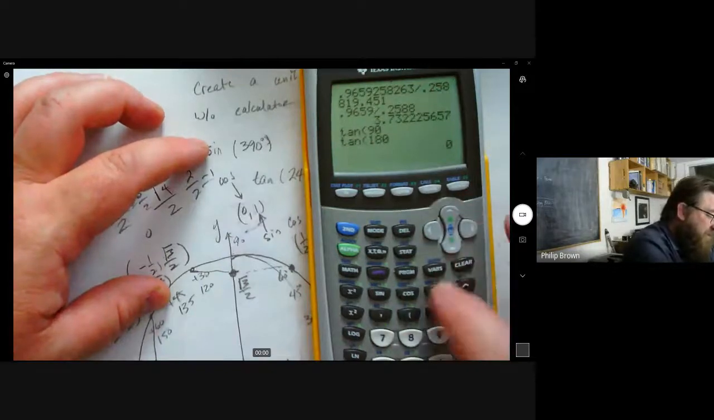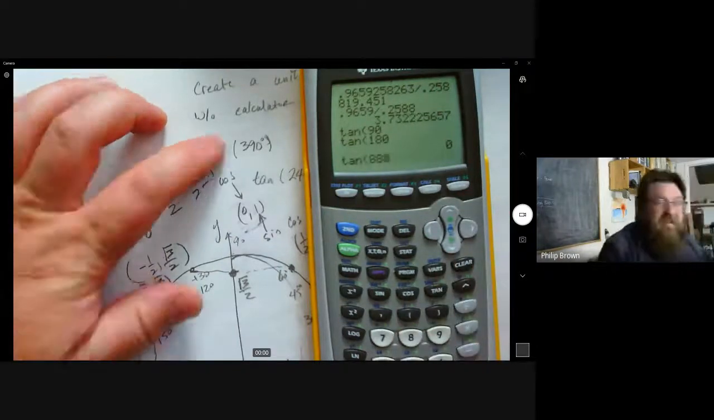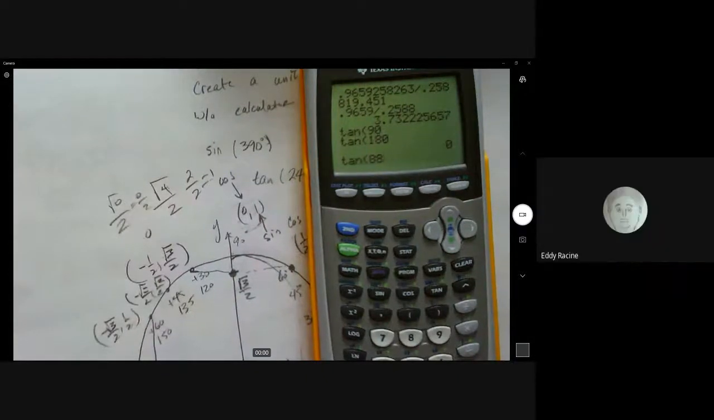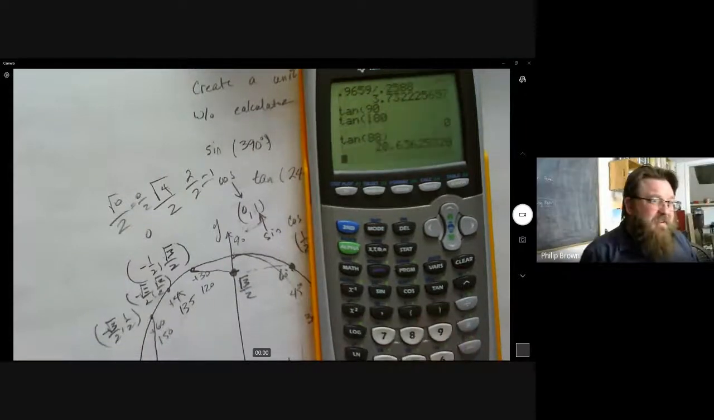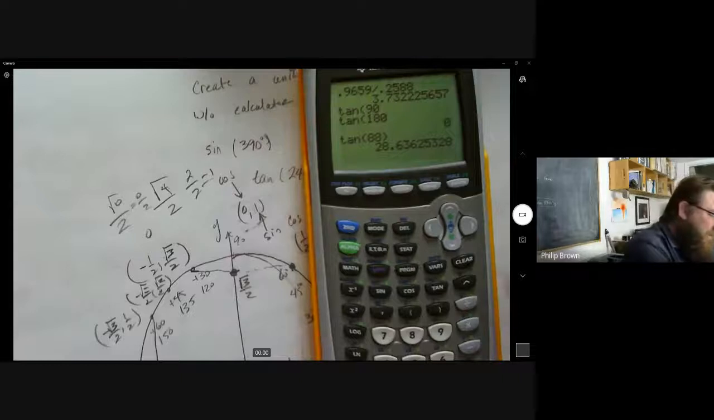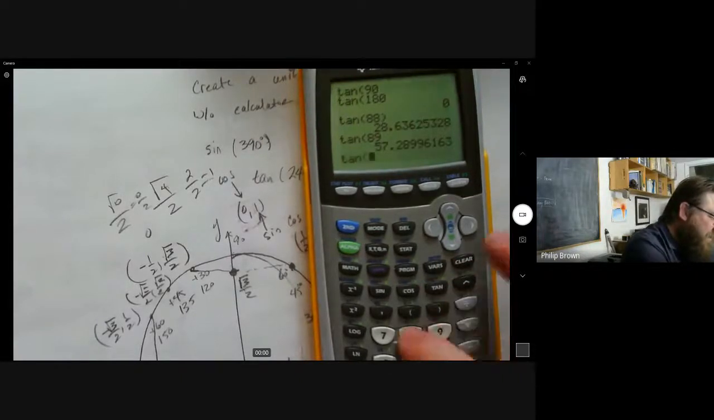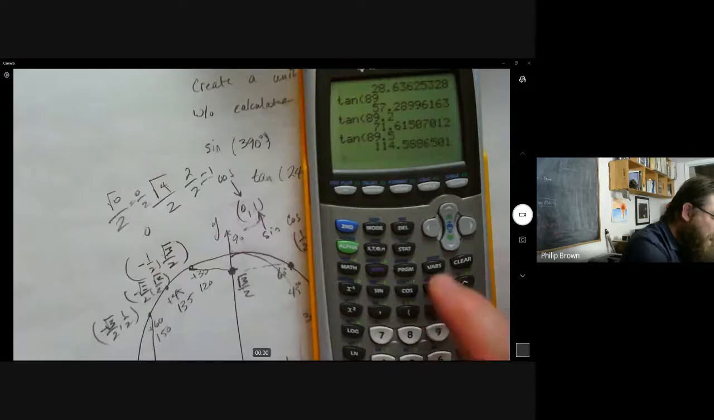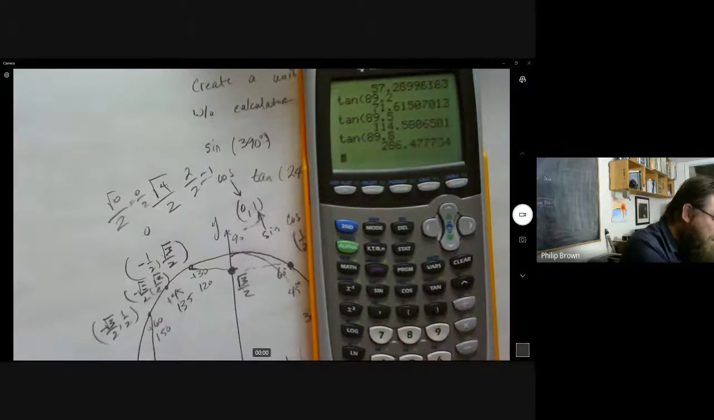So like, watch, tangent of 88. What do you think it's going to be? Big number or little number? Probably smaller number? Watch, check it out. It's weird. Big number, 28. Watch this though. Tangent of 89.57. Tangent of 89.2. Tangent of 89.5. Look, it's going up really fast. Do you see what I mean?